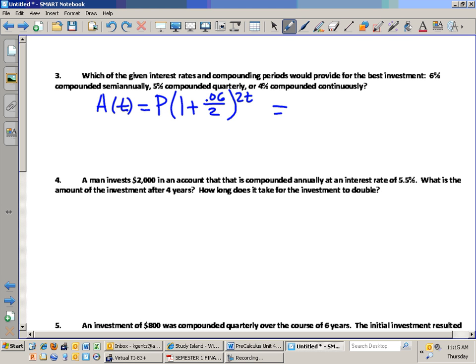If I work that out, you guys, everybody just kind of pause and take this in real quick. This is 1 plus 0.06 divided by 2 is 1.03, right? Okay, so it's going to be 1.03 to the second power. I could plug in an arbitrary number of years or an arbitrary principal, but we're not going to worry about that. We're just going to write an expression using P and t and see what we get in the middle.